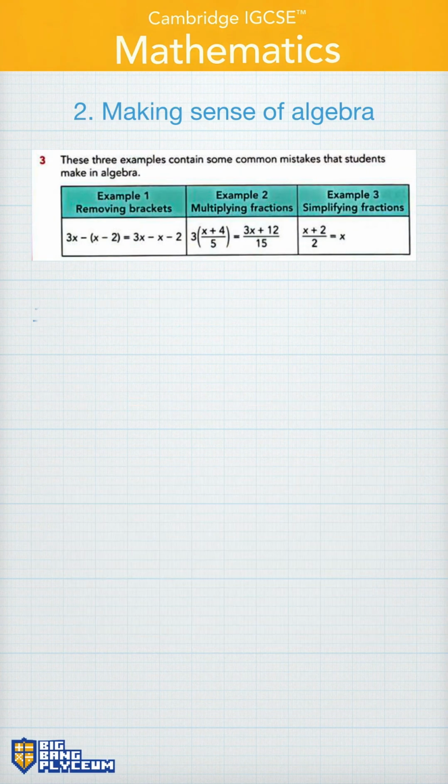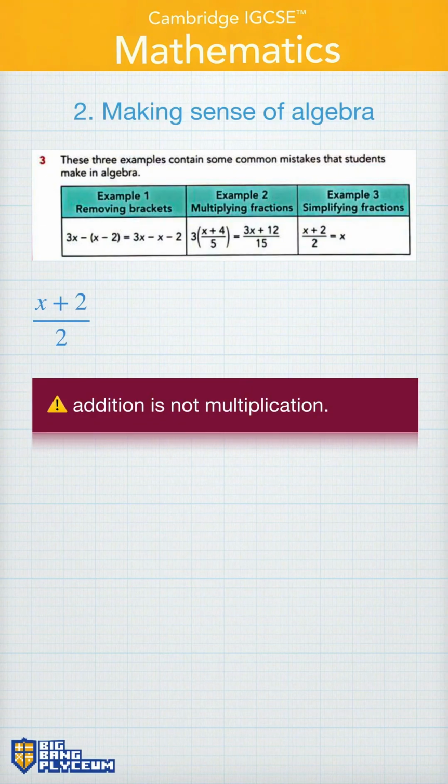It's about simplifying fractions, okay? So the original one was x plus 2 over 2. Some people may see this as, hey, addition, maybe it's equivalent to multiplication. Well, it is not the case, okay? So we can say, hey, it's not equal to 2 times x, okay? It's only x plus 2. It cannot be equivalent in both cases, okay?